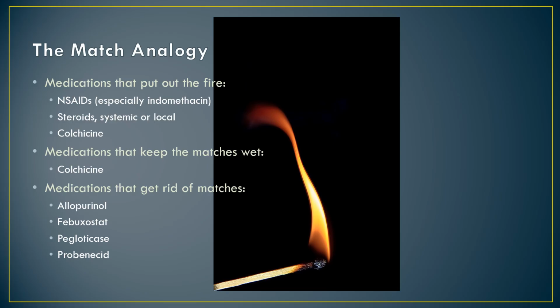Pegloticase is an intravenous medication that is essentially a uricase, so it breaks uric acid down very quickly and very efficiently. It's extremely expensive and has a high risk of anaphylaxis, so we very rarely use this. Probenecid is a very old medication that helps to lower uric acid by promoting uric acid excretion from the kidney. It is effective at lowering uric acid, but also comes with a high risk of kidney stones, which people do not like. So I don't very often use probenecid, although it is a good option if you become desperate.